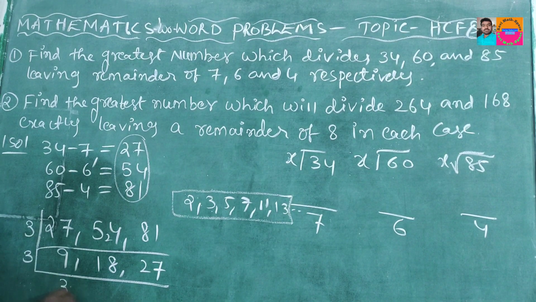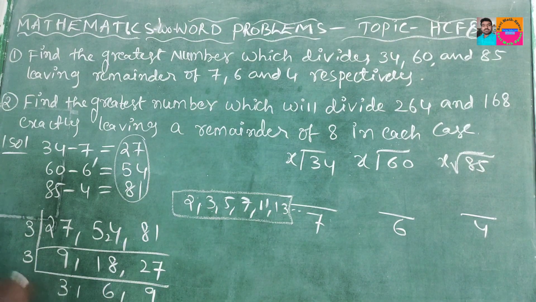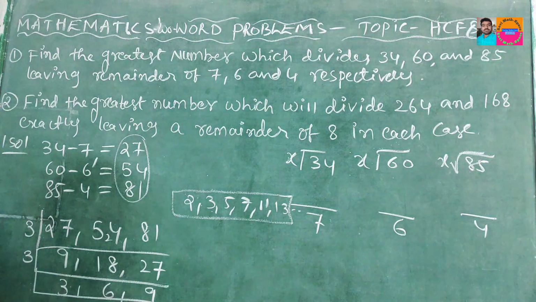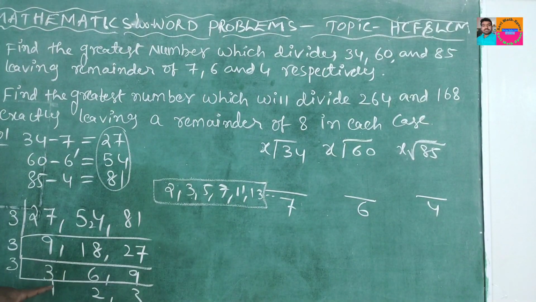3 threes are 9, 3 sixes are 18, 3 nines are 27. Again I can take 3 ones, 3 twos, and 3 threes. Finally, what did we get here? Here 1, here 2, here 3. These are the quotients. Do these 3 numbers have a common factor? These 3 numbers do not have a common factor, so here we stop the process.